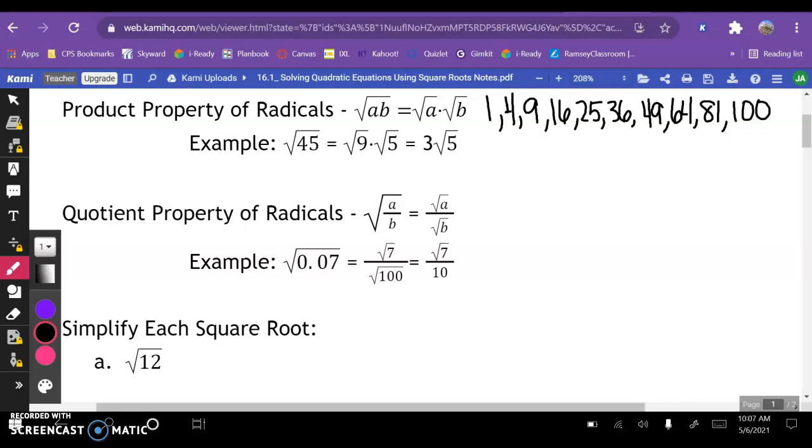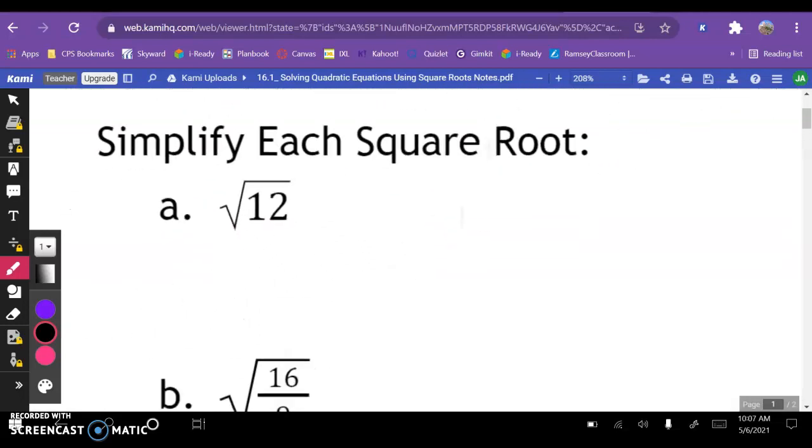Now, the other thing I want to talk about is when you do take square roots, you get a positive and a negative answer. So you have to keep that in mind that there's actually two answers when you do the square root of something.